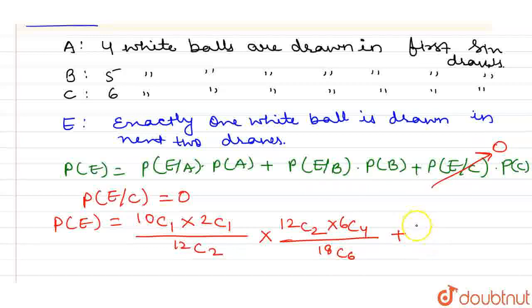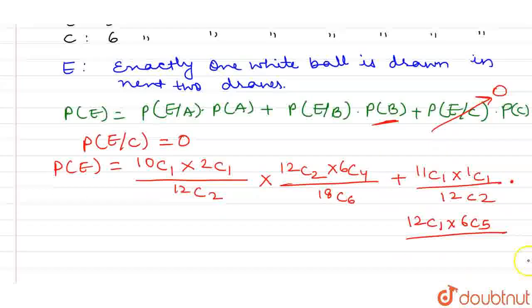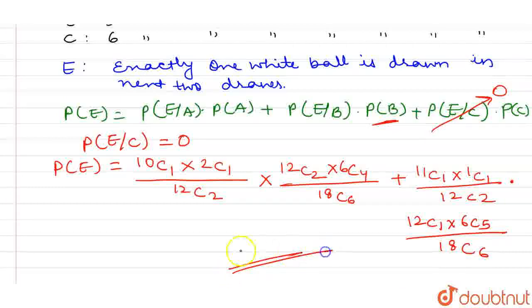Similarly P(E/B) is 11C1 into 1C1 upon 12C2. Then it is into the probability of B. Probability of B is 12C1 into 6C5 upon the total number of balls, 18C(5+1), that is 18C6. So this is the answer to the given question.